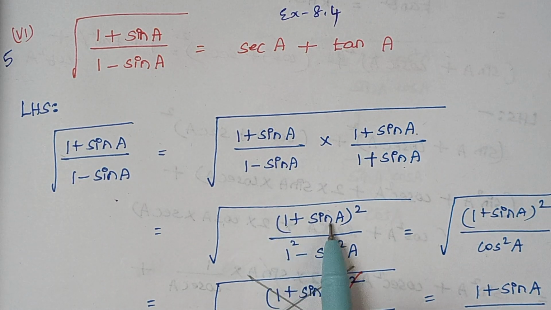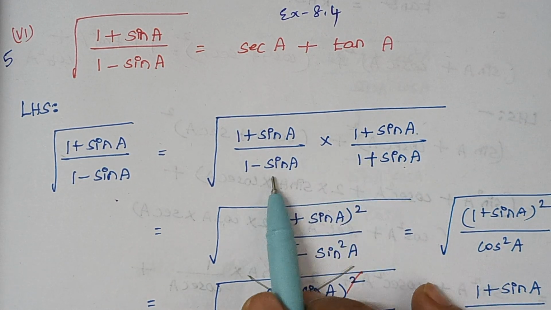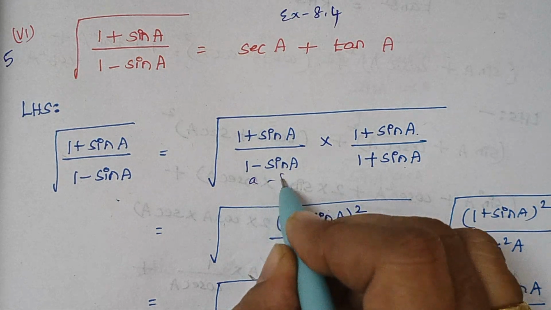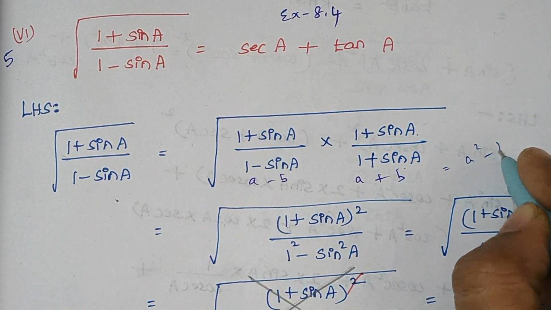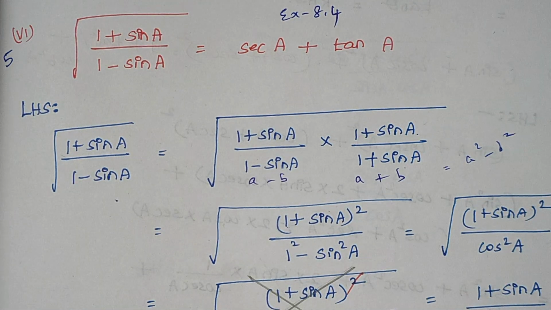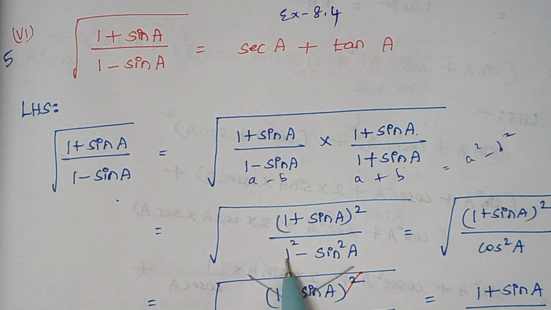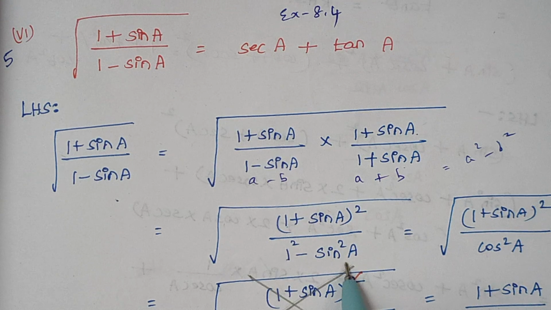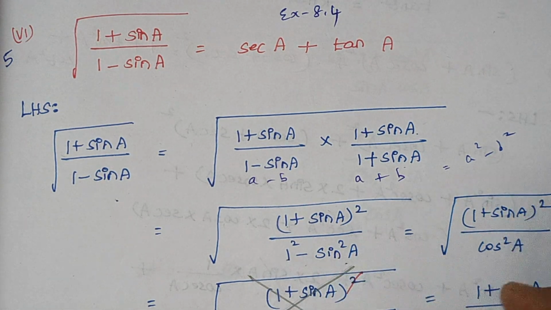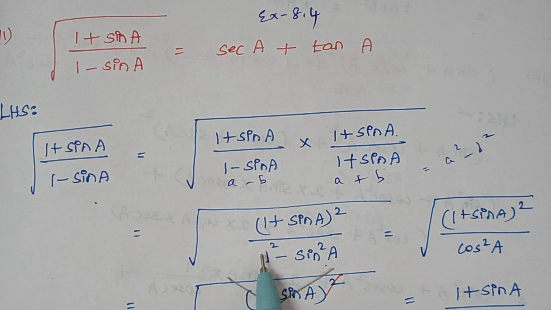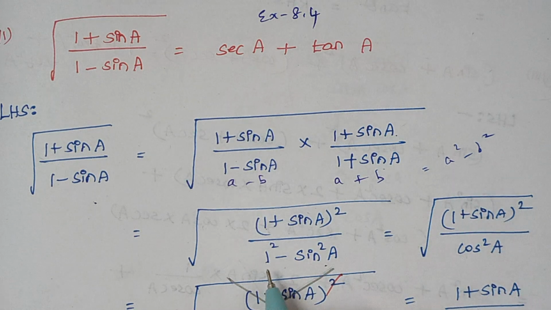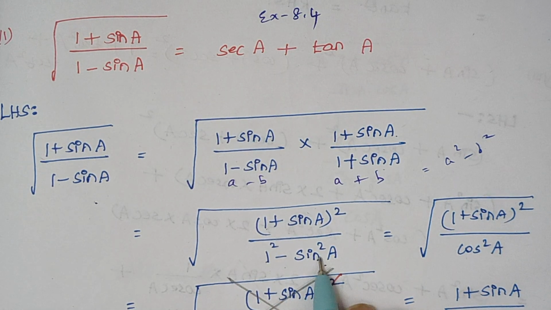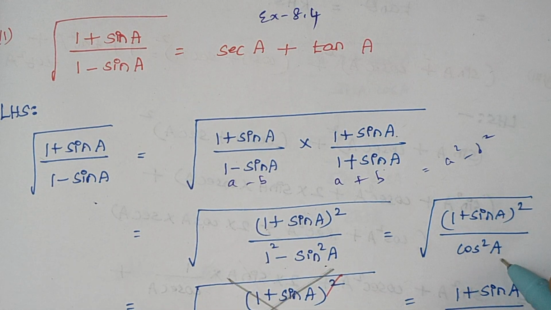So here 1 plus sin A the whole square, and when you look at the denominator, this is of the form A minus B into A plus B, which can be written as A square minus B square. So in the place of A I am having 1 and the place of B I am having sin A. Therefore 1 square minus sin square A. Right. So again you see I am keeping this numerator as such, and 1 minus sin square A can be written as cos square A here.